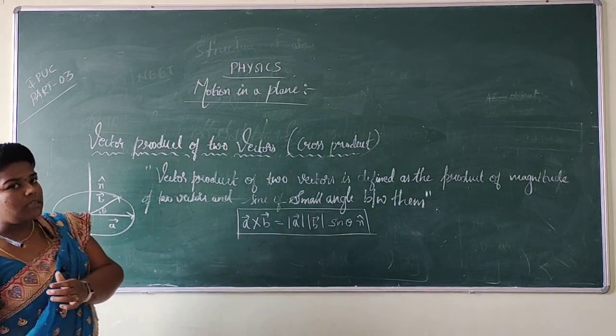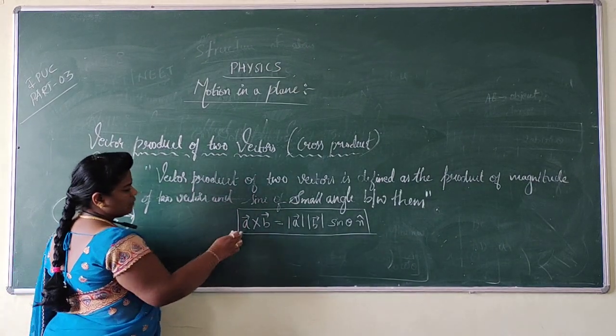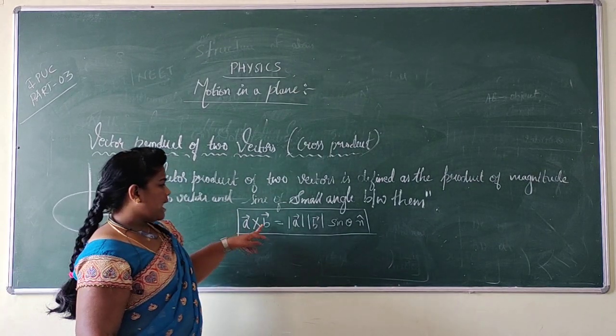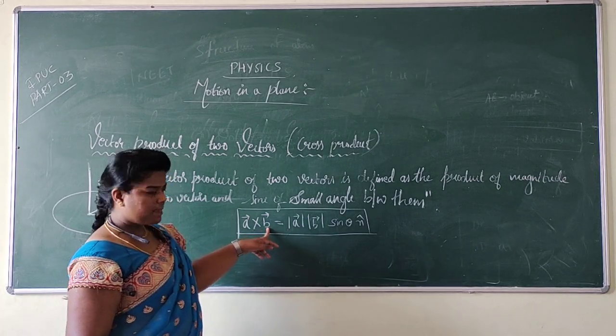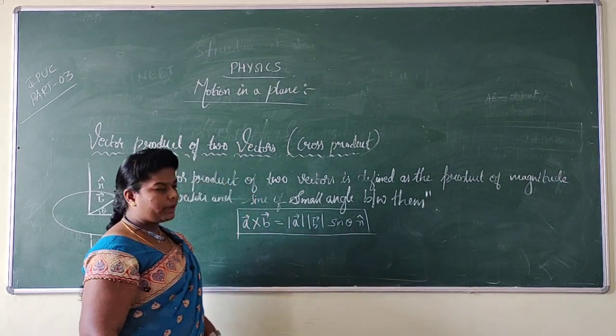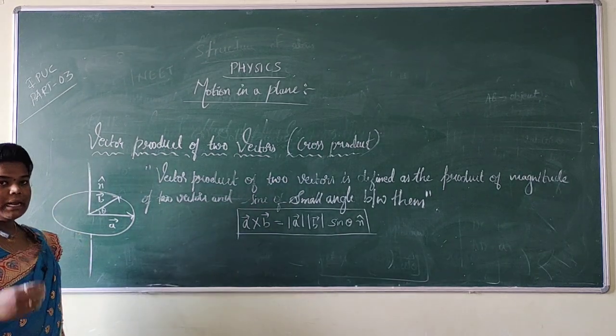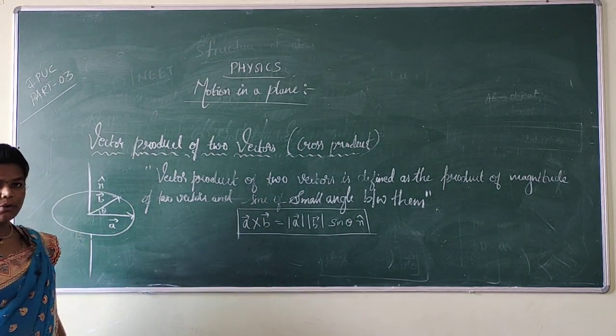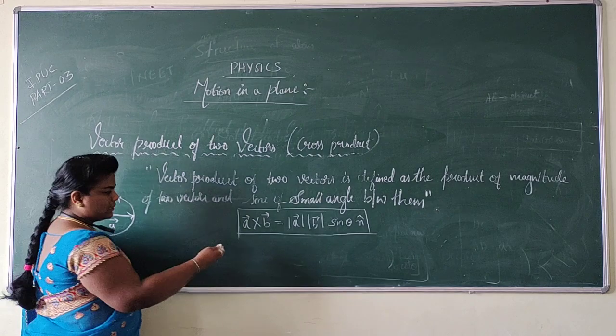Right. So now, what is the example for this? See, after this, where A and B are the two vectors acting at the same point, theta is the angle between the two vectors, and n cap is a unit vector perpendicular to the two vectors. I already said this, and you write it down.